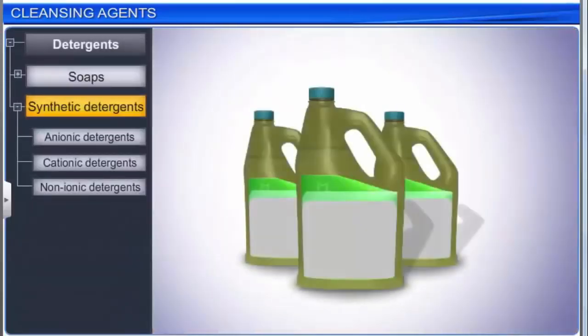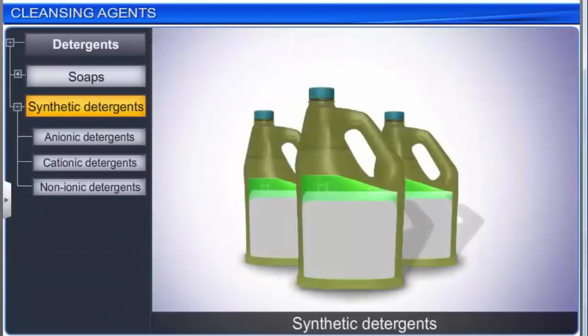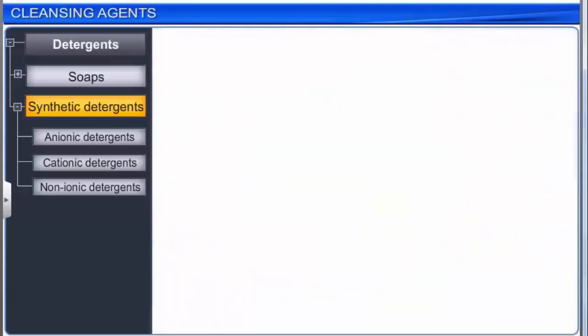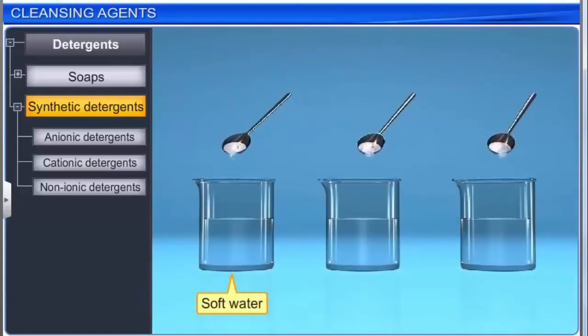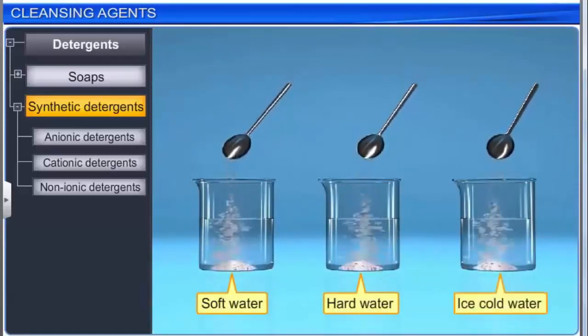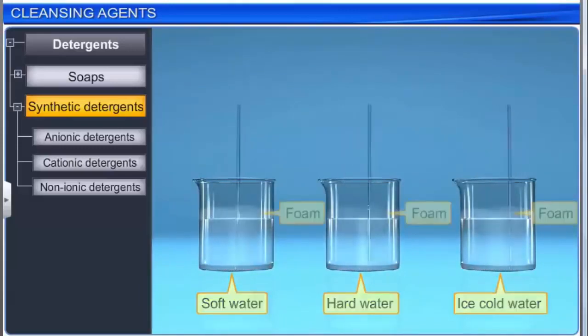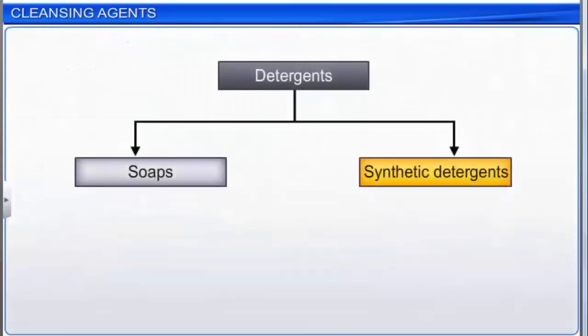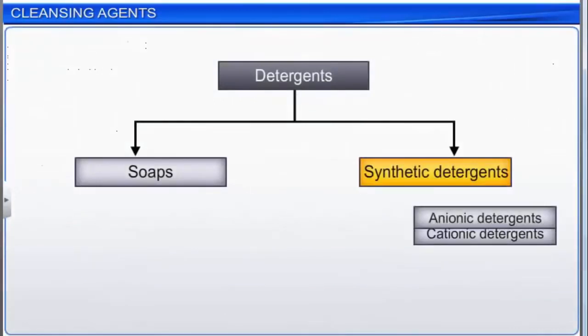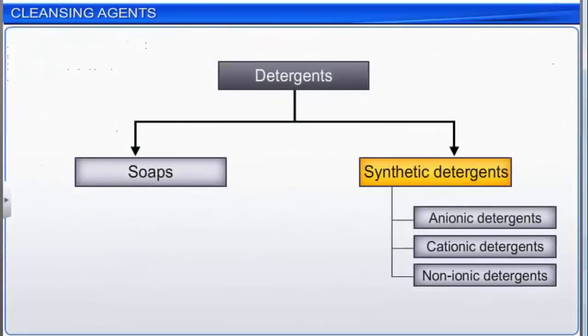Let us now look at synthetic detergents. Synthetic detergents are cleansing agents that have all the properties of soap but do not contain any soap. They are more efficient than soaps as they give foam in soft water, hard water, as well as in ice-cold water. Synthetic detergents are classified into three main categories. These are anionic detergents, cationic detergents, and non-ionic detergents.